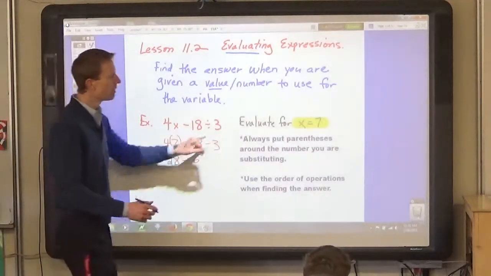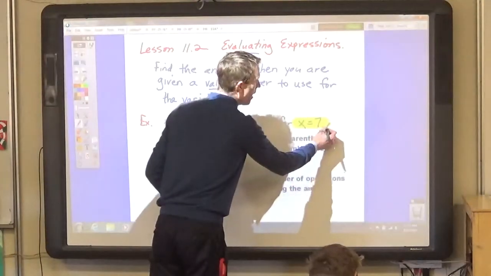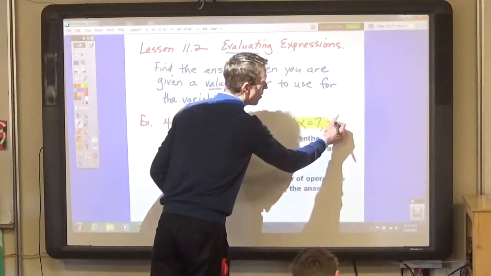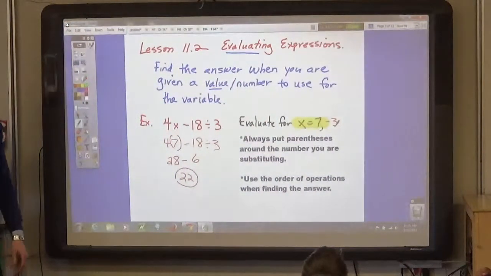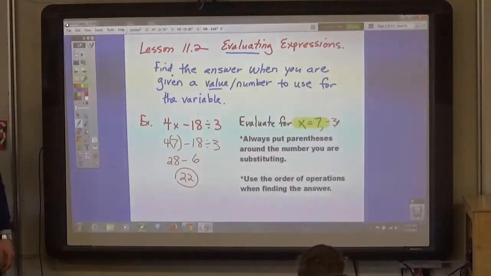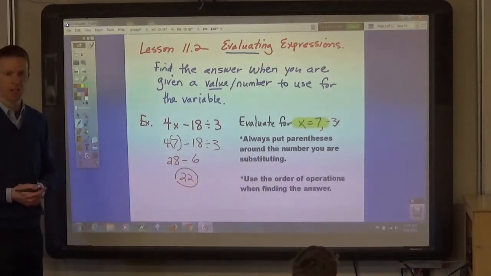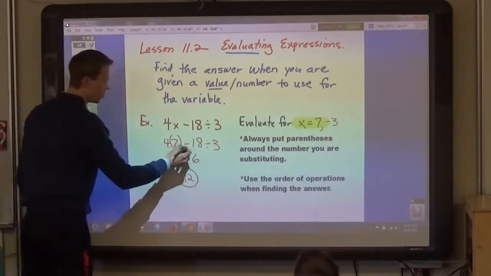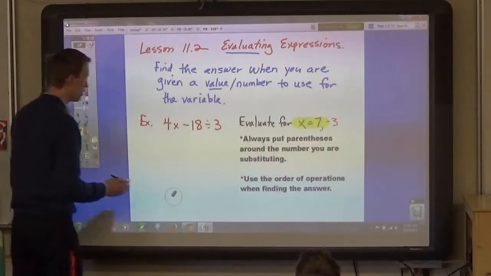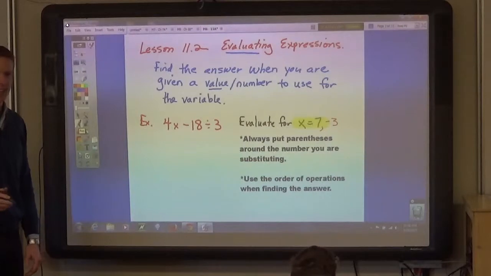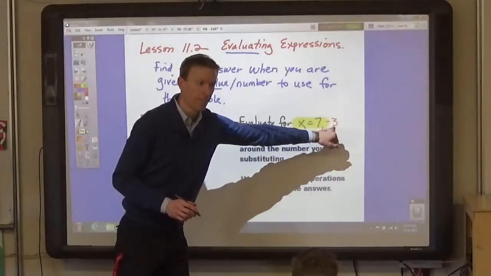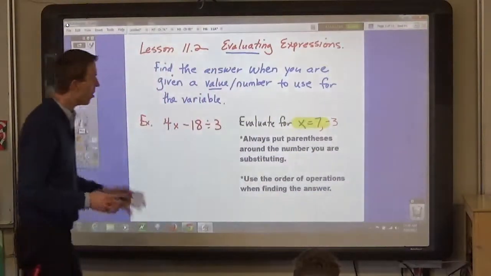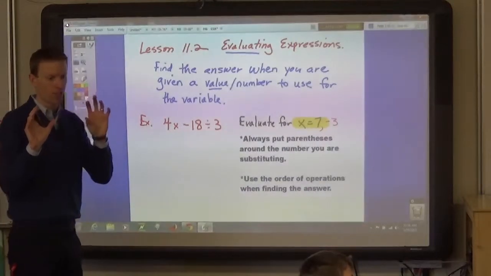If there was another number, let's say that it said x equals 7 and negative 3. x can be 7 or negative 3. Then what would we do? We'd have to find the answer for 7 and then go back and do the same thing with negative 3. Why? Because x can be 7 and negative 3. You would add both the answers? No, you wouldn't add both the answers. You have two separate answers.